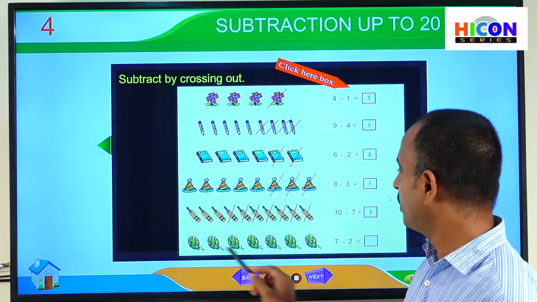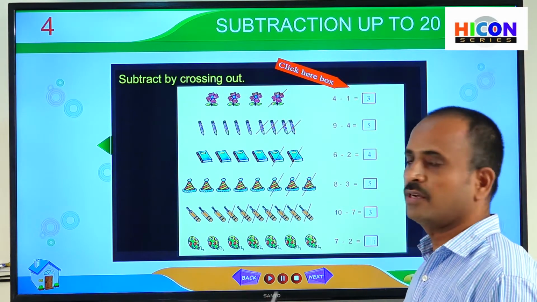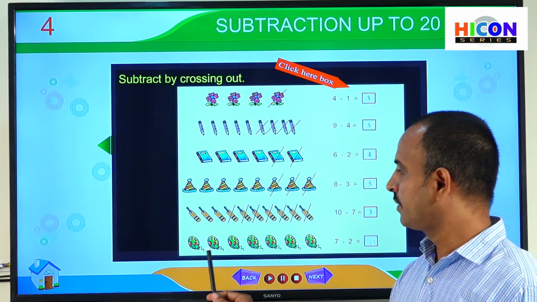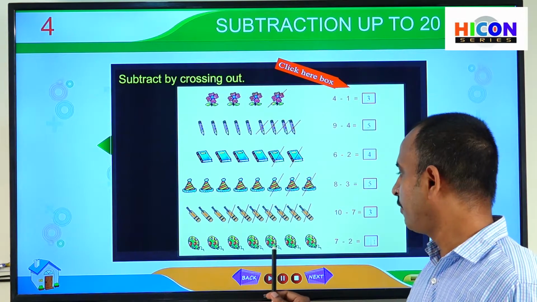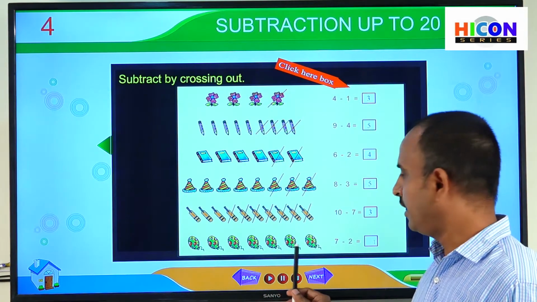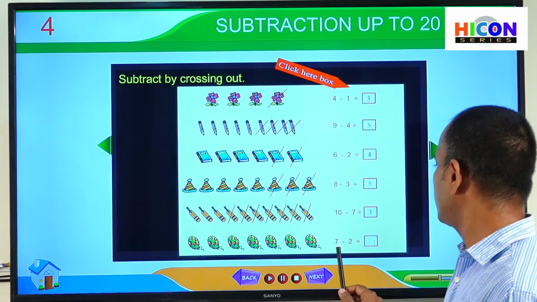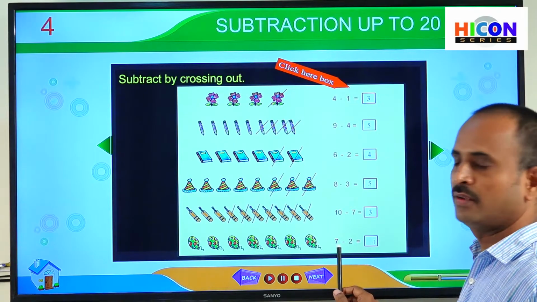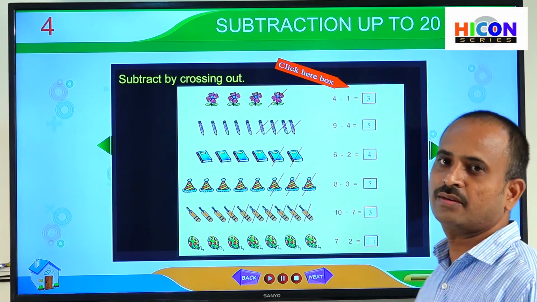And see the last problem. What are you observing here? You are observing some balloons. And how many balloons are there? 1, 2, 3, 4, 5, 6 and 7. So there are a total of 7 balloons given. That's why in the subtraction 7 minus 2, the first number is 7. The first number represents the total number of balloons given.